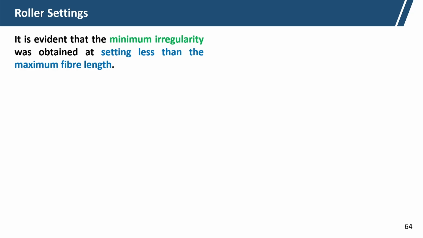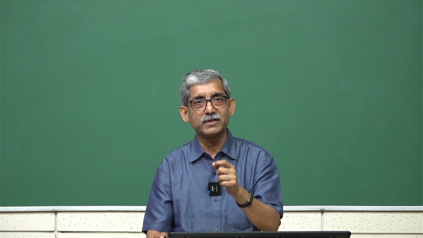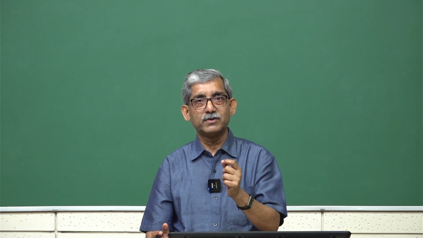It is evident that the minimum irregularity was obtained at a setting less than the maximum fiber length. When we are talking about fibers of different lengths, as we reduce the roller setting, irregularity will be reduced. If we set the roller setting less than the maximum fiber length, then irregularity will be reduced. But the main problem in that case is the spewing effect, as we have discussed earlier.